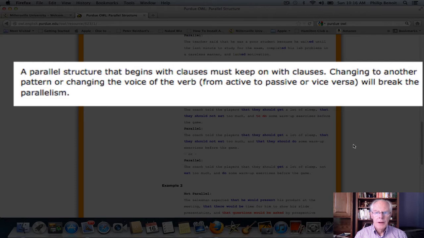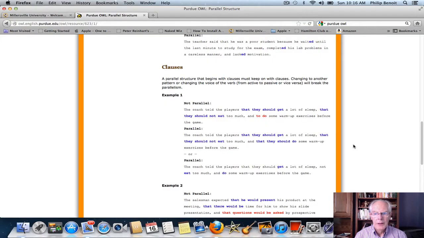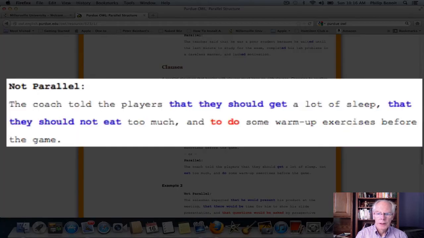Changing to another pattern, or changing the voice of the verb from active to passive or vice versa, will break the parallelism. Now, we've talked about active voice and passive voice. When you mix the two, it's really not a good idea, and it's very poor style. So here's an example that shows how that plays out when you do it wrong.